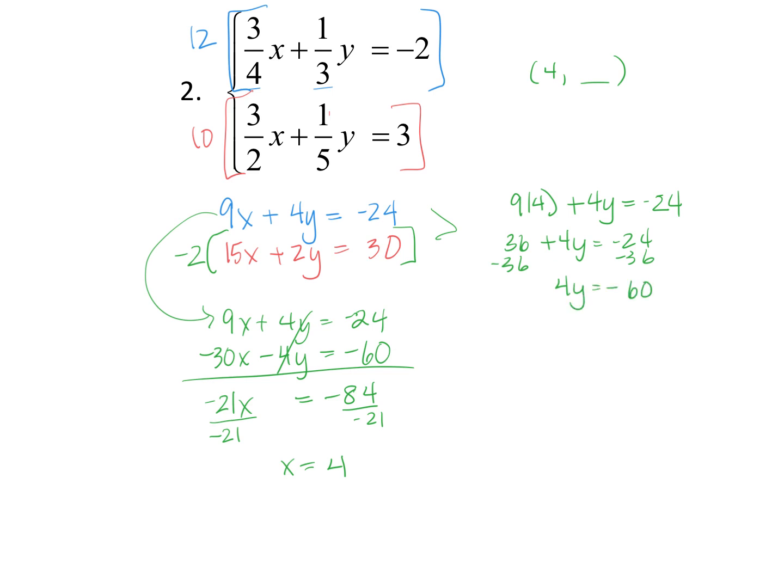Negative 60. What's negative 60 divided by 4? 15. Good, 15, but it'd be negative 15, right? Negative 15. There it is. There's my solution. So this is the work you would show for an elimination question. Okay? That's your goal today, is to get to the 5.2, the elimination examples.